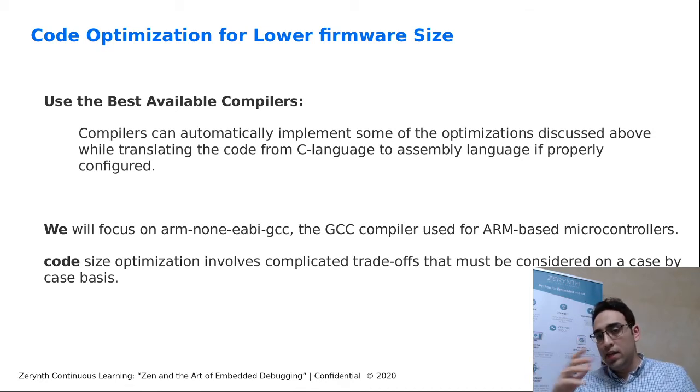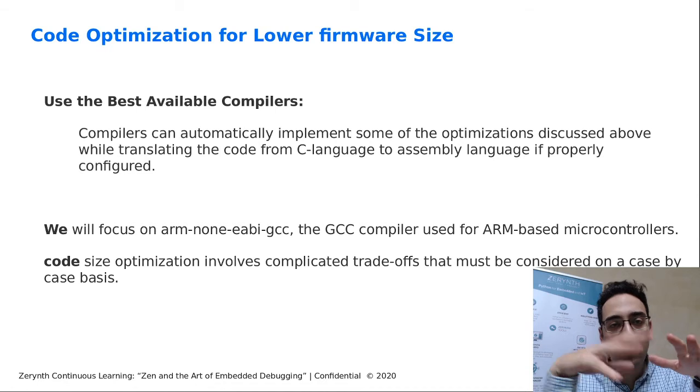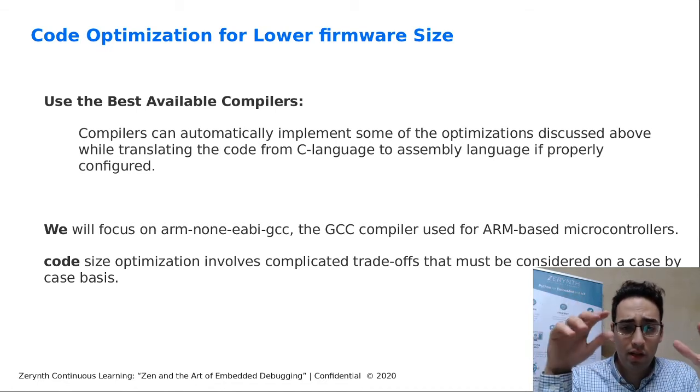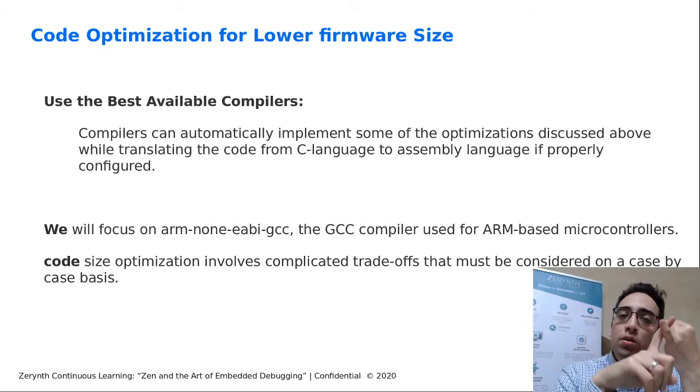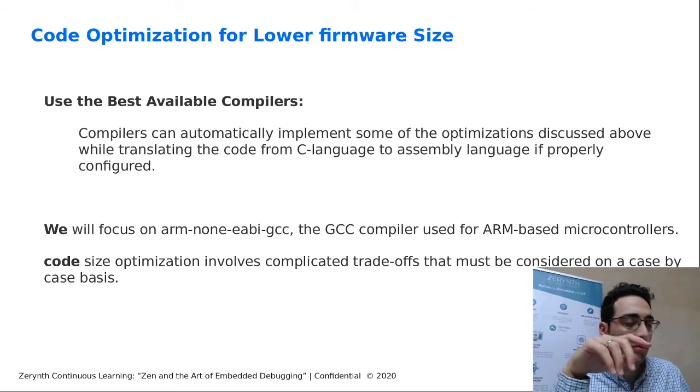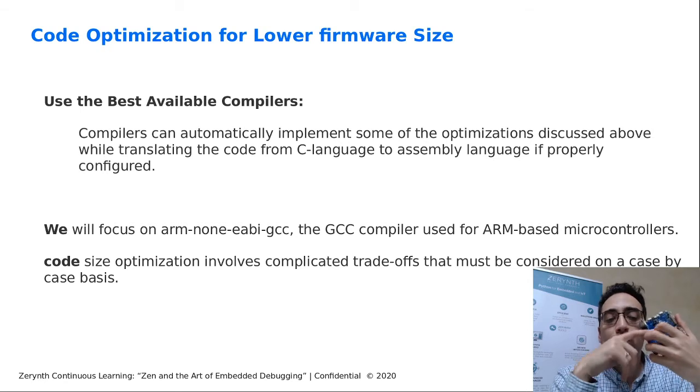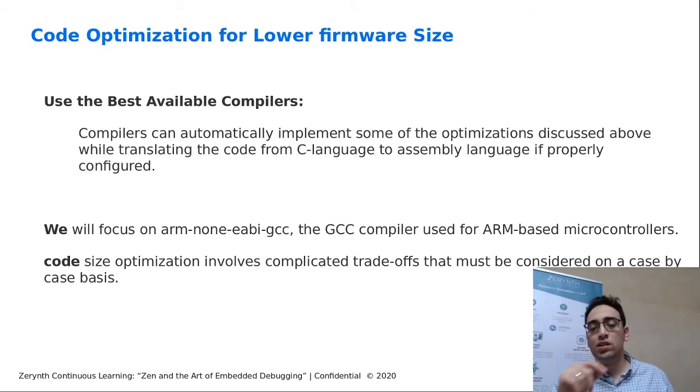But the best option is to use a properly configured compiler. A compiler typically provides a bunch of options for the developer. We're going to see these options now. So we will focus on ARM GCC because we are going to develop and debug some code on an ARM based microcontroller. We're going to use the GCC ARM compiler and debugger.